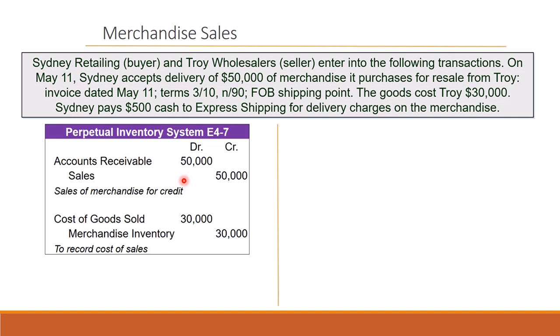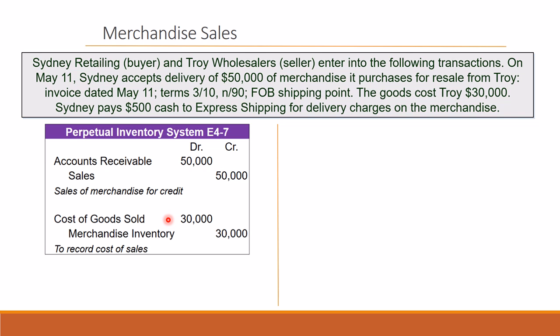The second entry, however, is going to be made to record the cost of the merchandise when it was originally purchased by the seller. It removes the inventory from the balance sheet and matches its cost or expense against the revenue earned and recorded in our first entry here. The cost entry is going to include a debit to cost of goods sold and a credit to merchandise inventory. A service company, like we've typically been recording in the past, doesn't have the second entry.